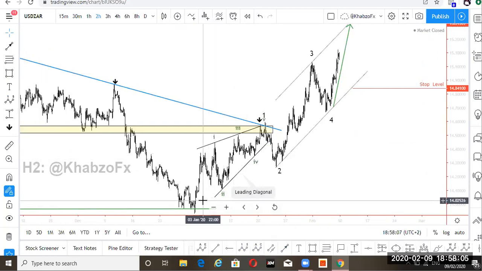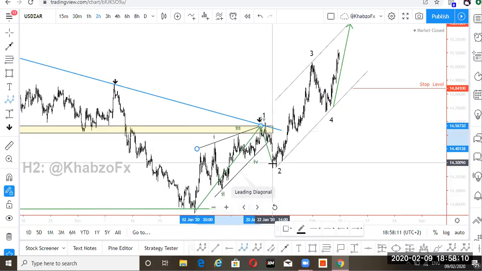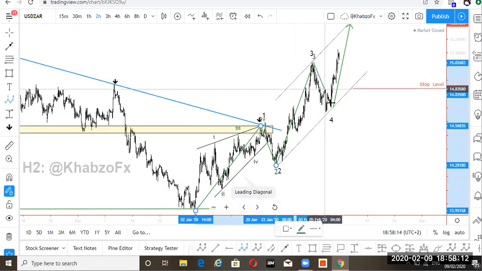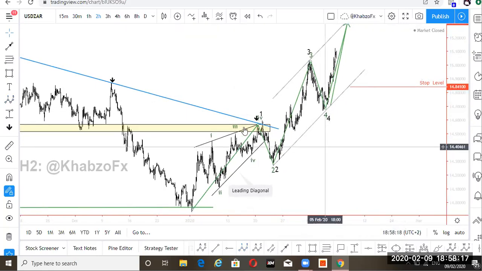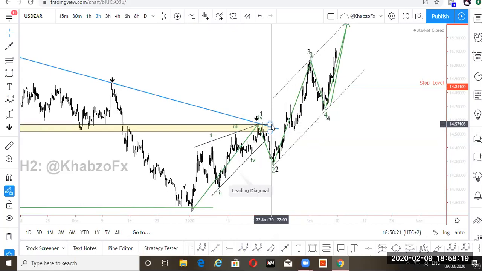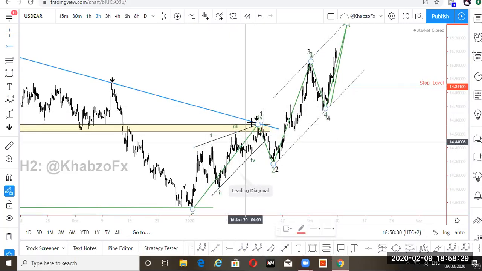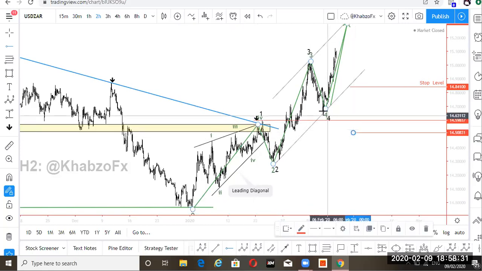This is a bearish market. This is one, two, three, four, and five. You know that wave four should not overlap wave one, right? You can see here, let me just put the stop loss here. You can see that wave four did not come into contact with wave one, did not trade in the same territory as wave one.